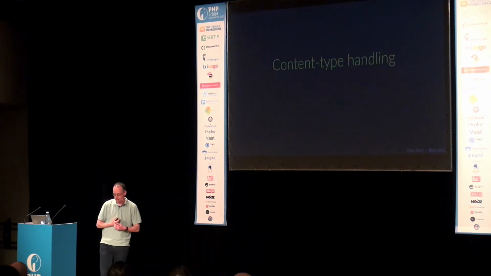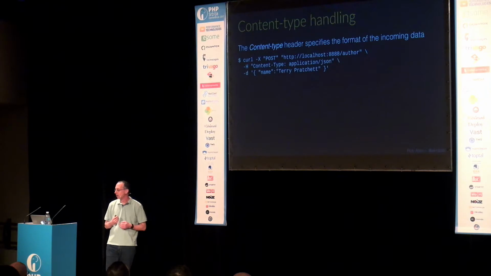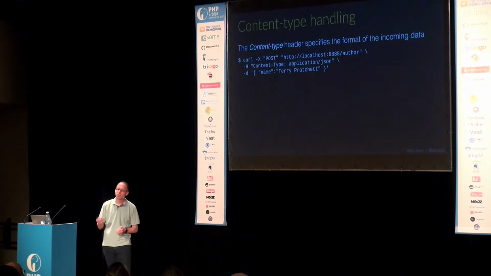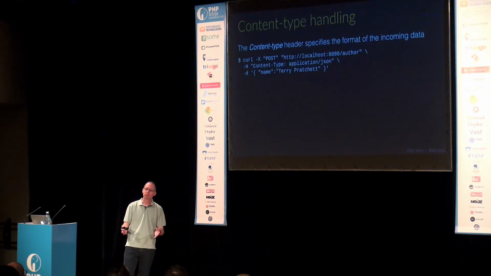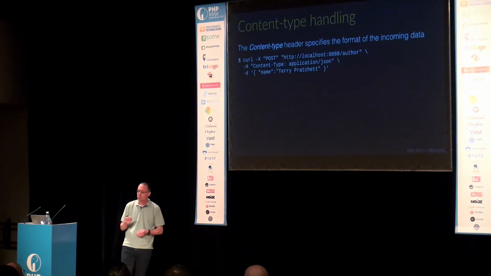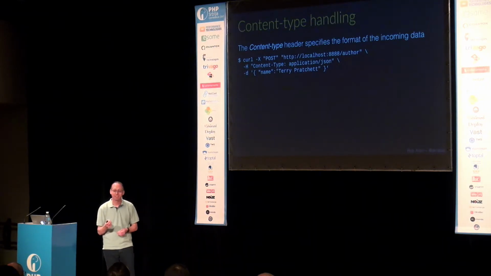That's method negotiation. Content type handling. Content type header is all about the data coming into your application. So if you send me some data and it's JSON, you send the content type header of application/json. If you're going to send me plain text, then you send me the content type of text/plain. This is the way we know what the data means. APIs in particular care a lot about this. We don't try to infer it.